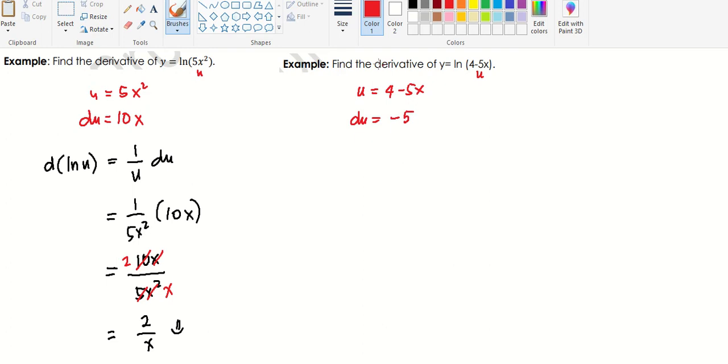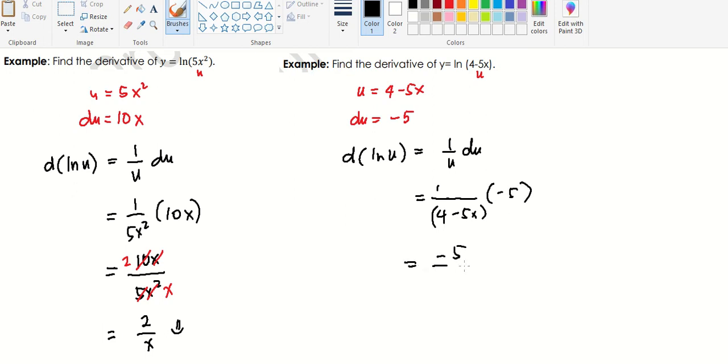Then, proceed po tayo sa ating pong formula, that we have the derivative of ln u is equal to 1 over u du. So we have 1 over, what is our u? 4 minus 5x. Then our du is negative 5. So we'll have negative 5 over 4 minus 5x. Alright? So wala tayo dito pwedeng makancel kasi binomial po ito.